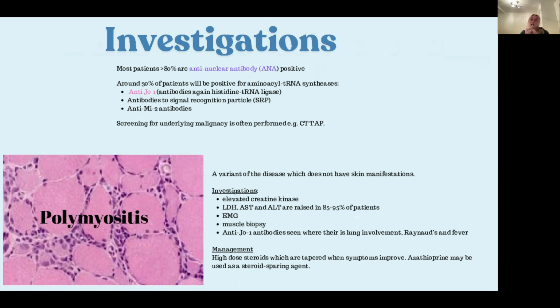Management wise, it's high dose steroids, which are tapered when the symptoms improve. You can use azathioprine as well as a steroid sparing agent, because we have to remember that steroids, they are really good at what they do, but they have lots of side effects. They can cause patients to have insomnia, cause hyperglycemia, thinning of the skin. They're an immunosuppressant, so they have to be used cautiously. Has anyone got any questions about any of that?